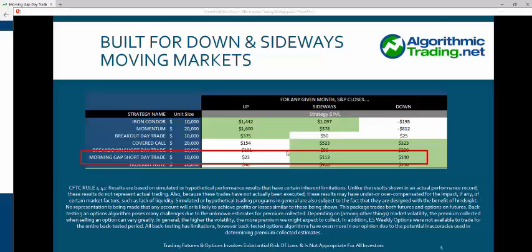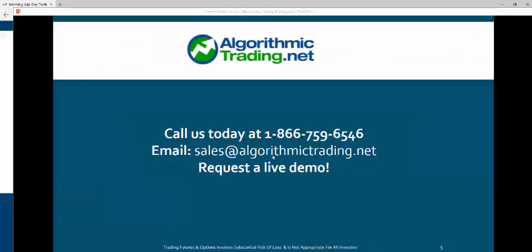I think that's all I have to say about this slide, and so that's the end of this presentation on the morning gap algorithm. I hope it was helpful. I hope it was insightful. For those of you that are trading any of our portfolios, this algorithm is currently being traded, and we look forward to its continued success, hopefully.